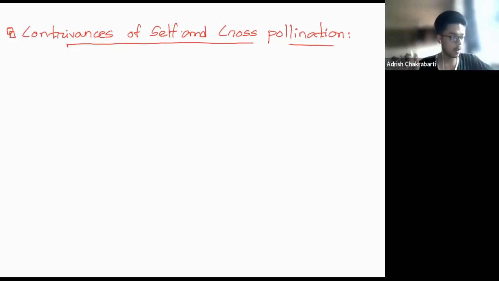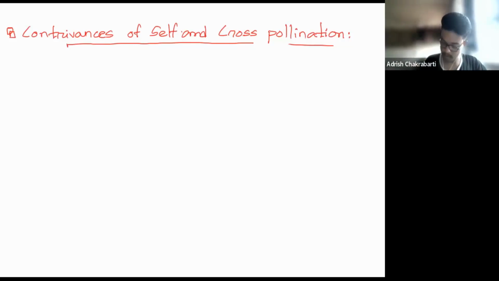Now when I'm going to touch these topics like contrivances, self and cross-pollination, you might feel some terms and concepts are not directly given in the NCERT. But if you go through the questions given in the NCERT or some hidden lines, you will find that all the topics that I'm covering here are there in the NCERT. So each and every single one of them is important. Do pay attention.